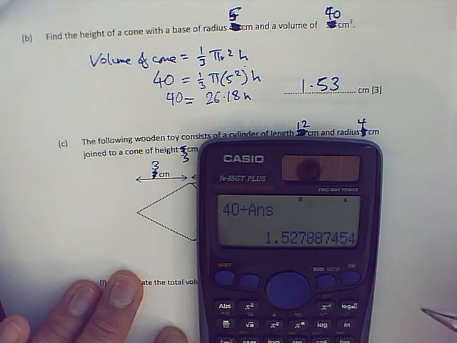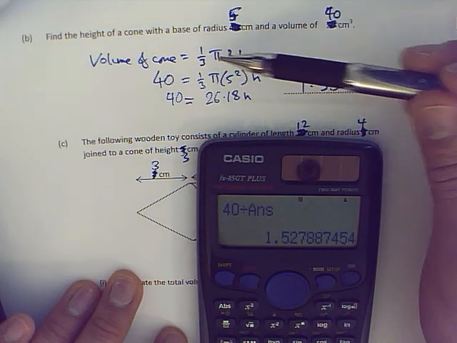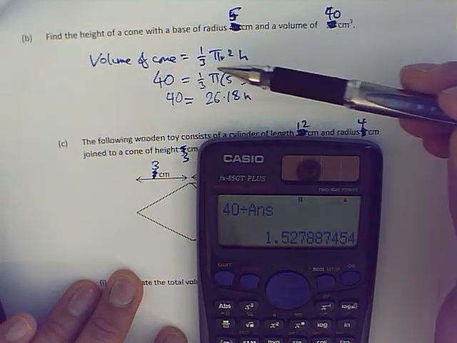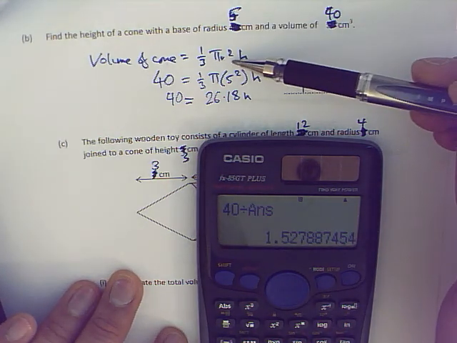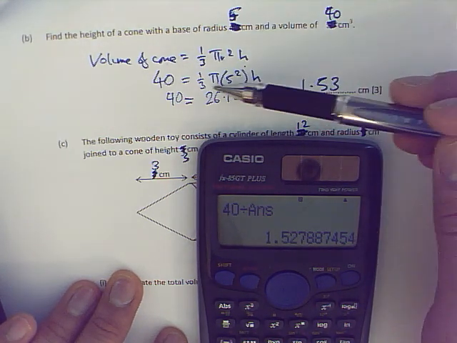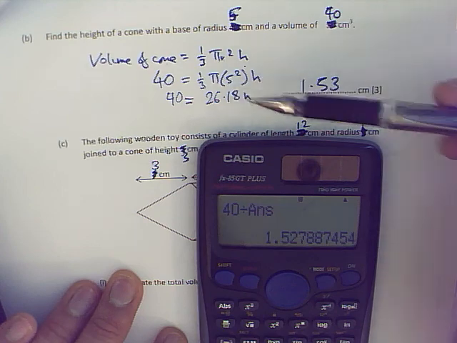I hope that makes sense. The volume is a third pi r squared h. Plug in the values you know, so a third times pi times 5 squared times mystery h equals 40, and then rearrange to work out what h is.